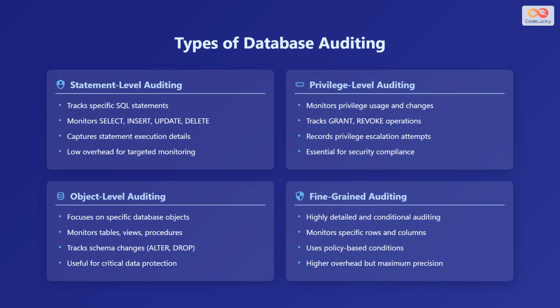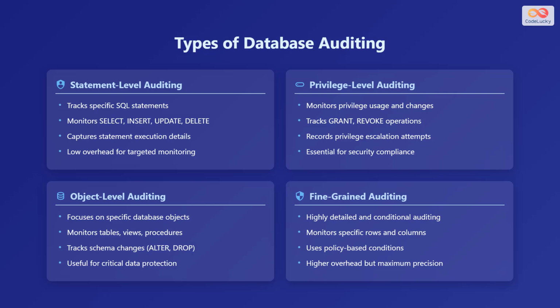Let's explore the different types of database auditing. First, we have statement-level auditing, which tracks specific SQL statements, monitors statements like select, insert, update, and delete, and captures statement execution details. It provides low overhead for targeted monitoring. Next is privilege-level auditing. This monitors privilege usage and changes, tracks grant and revoke operations, records privilege escalation attempts, and is essential for security compliance.